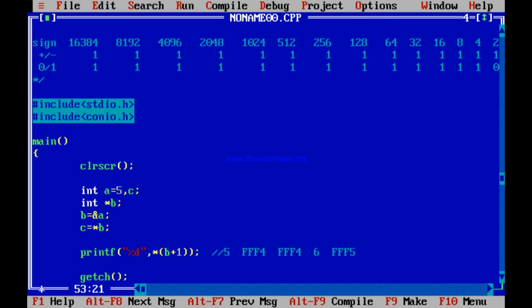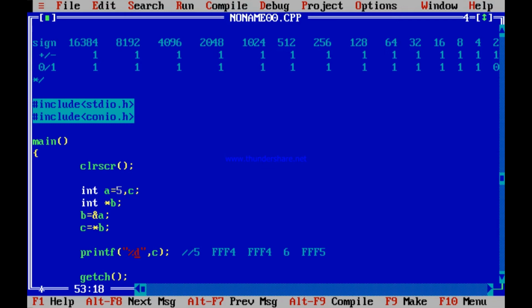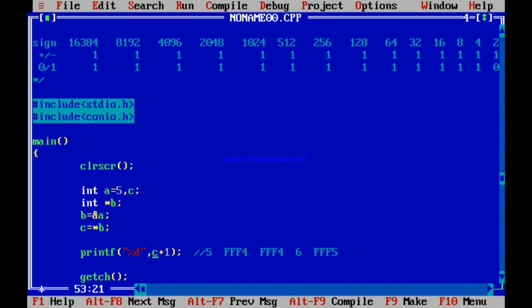Now what is C? C is an integer. If you have to print C, what will it print? It will print 5. So percent D is absolutely fine, because C is the content of FFF4, that is 5. Let me run it. Yes, 5. If I print C plus 1, it should print 6. No problems with that. 6. What if I print ampersand C? Possible?